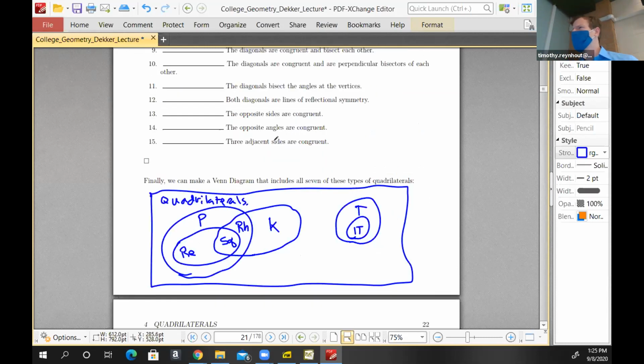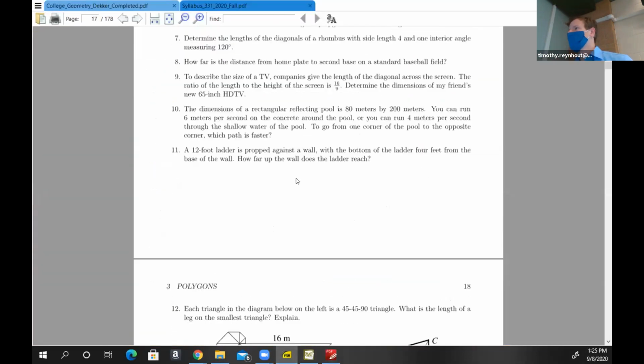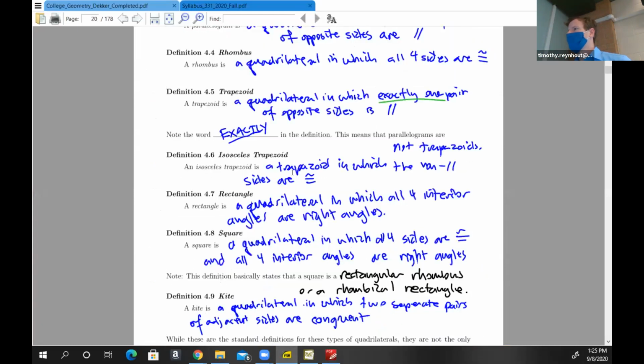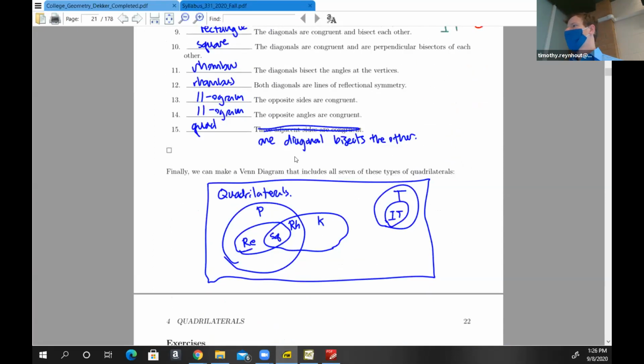So it could be. Let's see here. I have the answers to that. So diagonals are bisectors of each other is true in any parallelogram. But if we look at the collection of parallelograms, rhombuses are parallelograms, so yes, that is also true.